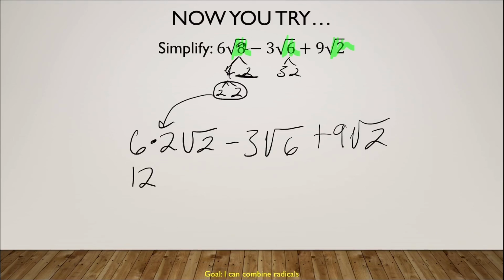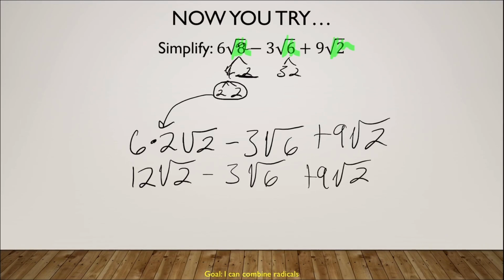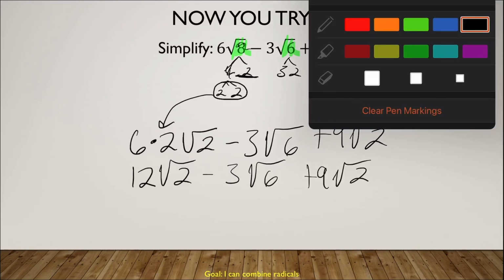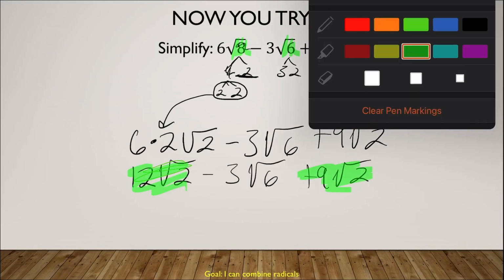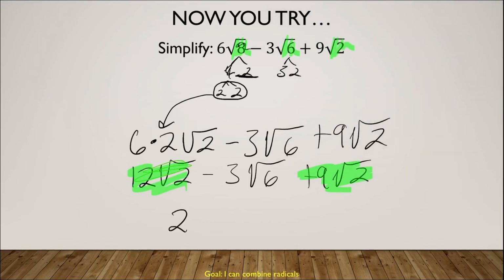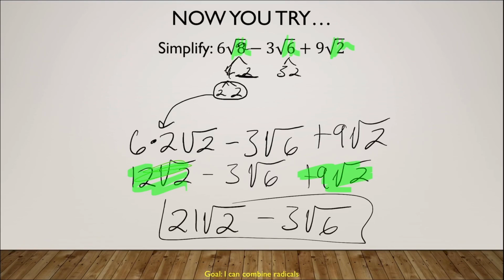6 times 2 is 12 square root of 2, minus 3 square root of 6, plus 9 square root of 2. Notice, oh, that's not what I wanted. I want the highlighter. Notice I can combine those two, and we get 21 square root of 2 minus 3 square root of 6. And there's my answer.